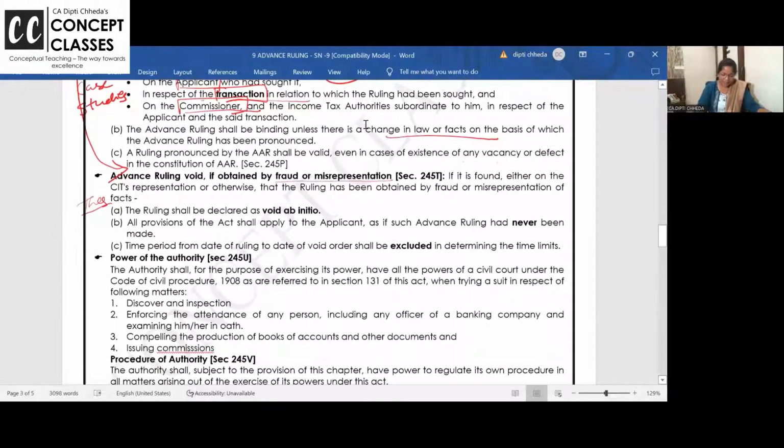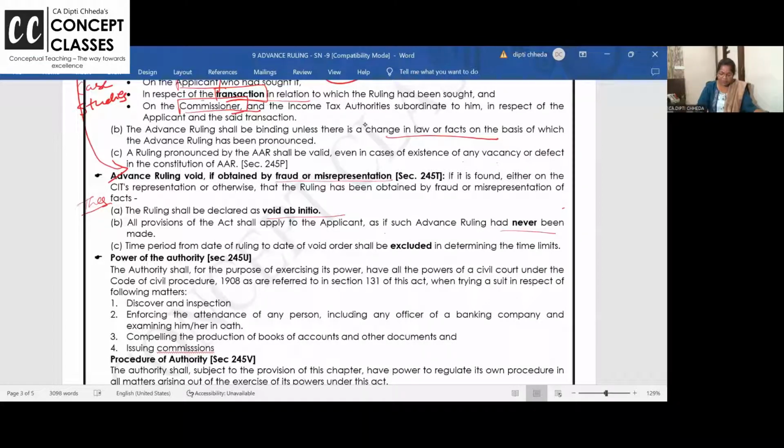Let us read it. On the CIT's representation or otherwise that the ruling has been obtained by fraud or misrepresentation, the ruling shall be declared void ab initio. All provisions of the Act shall apply as if the advance ruling had never been given.